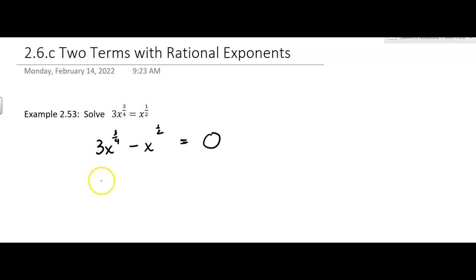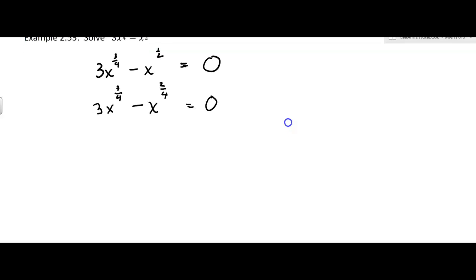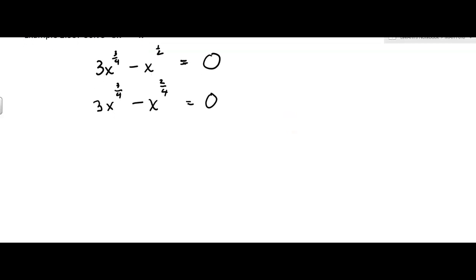But what I can do is get the exponents to have the same denominator. And that's going to be helpful. So I'm going to change my 1/2 to 2/4. Okay? And now, this might seem like a stretch to you, but I can factor out the GCF, the greatest common factor. They both have x to the 2/4. Now I'm going to change that in a minute, but for now I'll just leave it x to the 2/4.